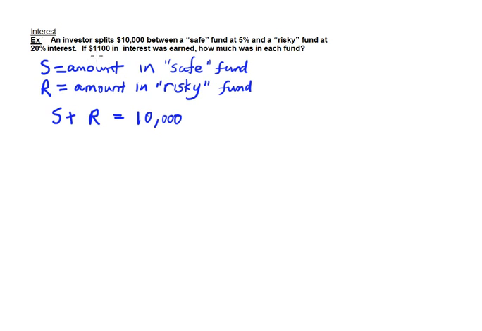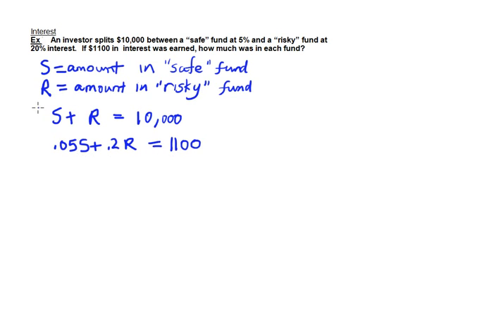Next, we're given that $1,100 in interest was earned, and that's a total amount of interest. So we'll put 1,100 over here. And that $1,100 is the sum of the interest that's generated by the safe fund plus the interest that's generated by the risky fund. And so at 5%, the interest that comes from the first fund is going to be 5% or 0.05 times S, plus the amount of money that's generated by the risky fund, which will be 0.2 or 20% times R. And that total amount again will add to $1,100.